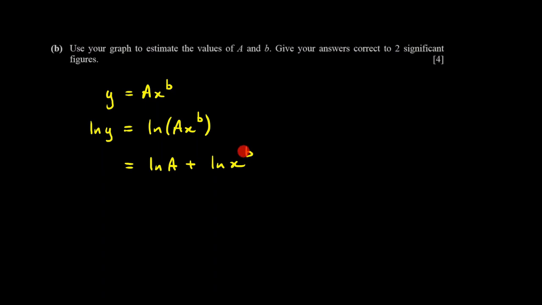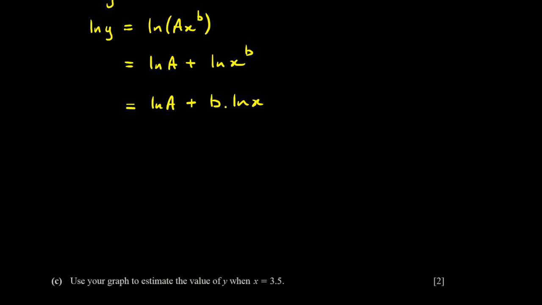And then what can we do with this power here? Well, we can use another log rule to bring this down to the front. So we're going to write that as ln a plus b times ln x. Now, if we reorganize this a tiny bit, then what we're going to get is ln y is equal to b times ln x plus ln a.